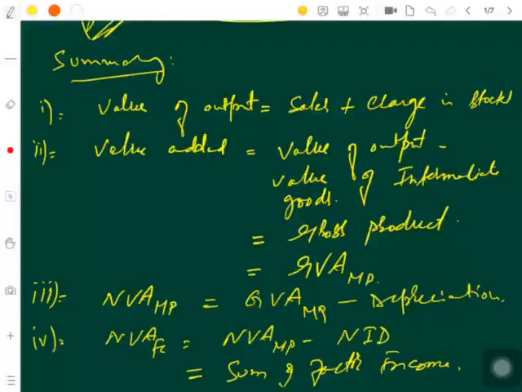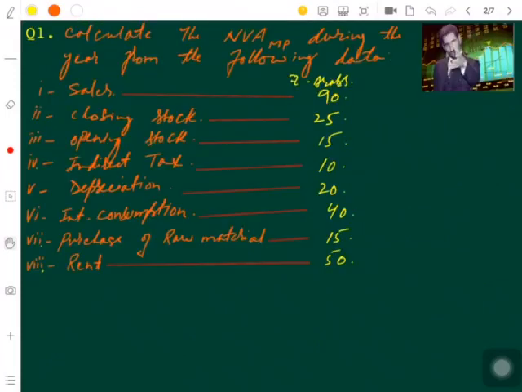We will come upon the numericals of national income. In order to save your time, I have already jotted down a few questions here. This is question number one for you people, wherein we are being asked to calculate the net value added at market price.